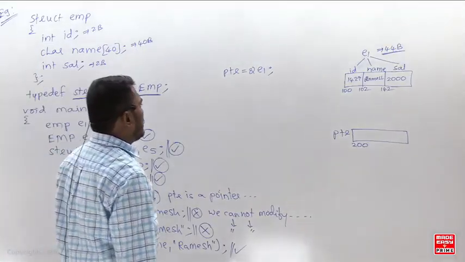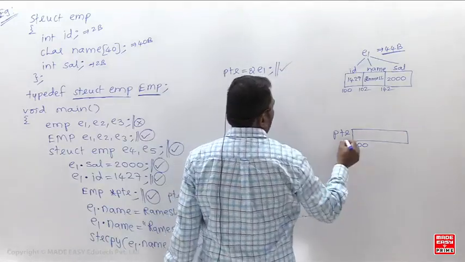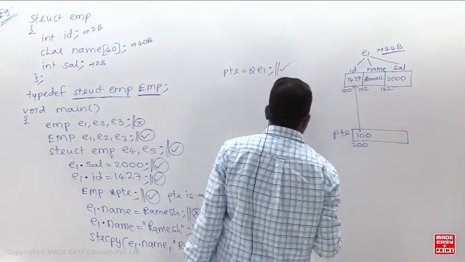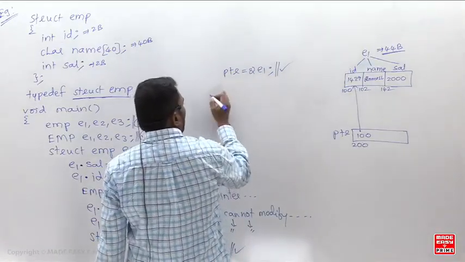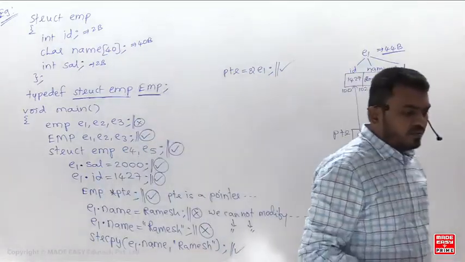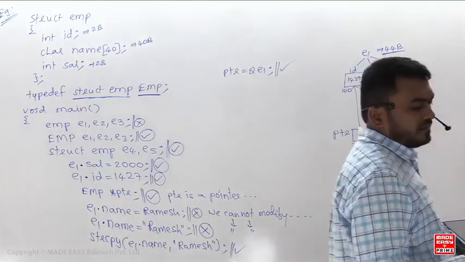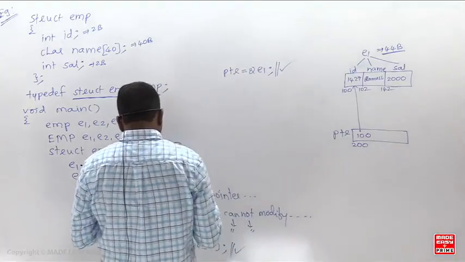Allowed or not allowed? Address of E1 I am writing in the ptr. Yes, that is allowed. So you are storing the address of E1, 100, so it is pointing to this. There is no problem in that. So that is allowed.